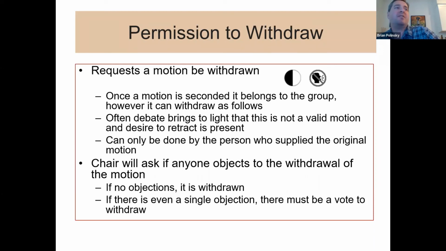So often when a main motion is being debated, that debate brings to light that it's really not a valid motion and there's a desire to retract it. But that can only be done by the person who supplied the original motion. So no one else can make a motion to request withdrawal except for the person that made the original motion. The chair will then ask if anyone objects to withdrawal of the motion. If there are no objections, it is withdrawn. But if there is even a single objection, then there must be a vote to withdraw. And withdrawal will occur if you get a simple majority vote of those who are voting.